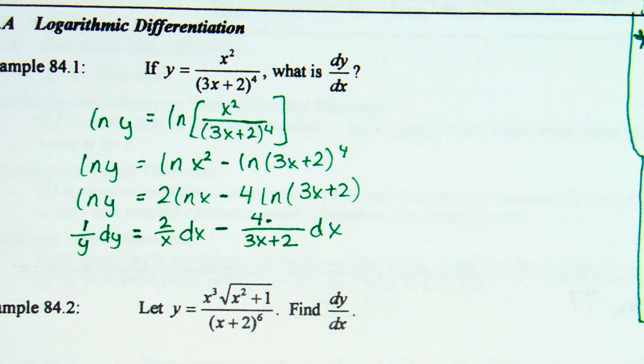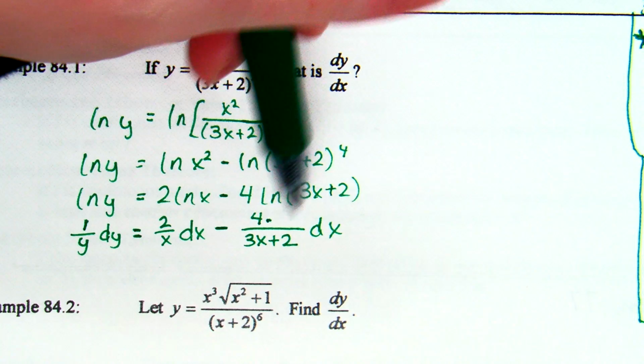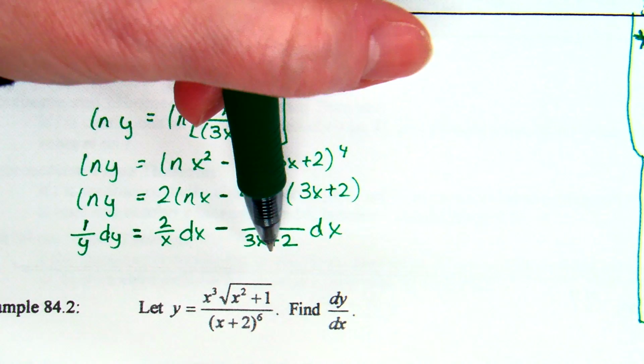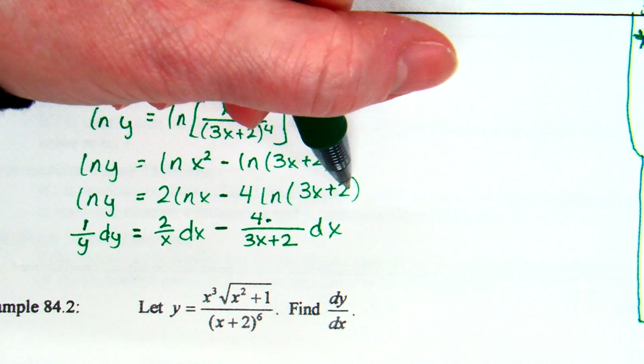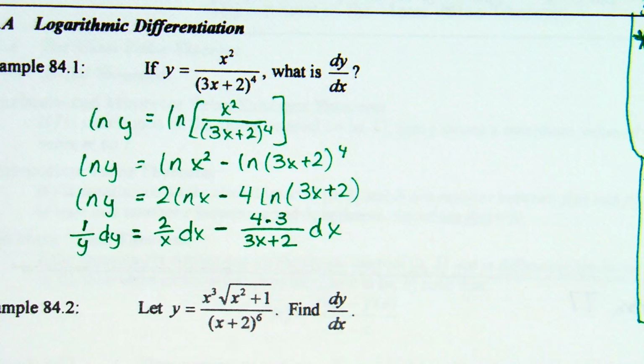Chain rule. The derivative of natural log of something is 1 over something, officially, times the derivative of something. What's the derivative of 3x plus 2? 3. So on top with that 4, I'm going to say times 3. You could technically put the 3 off to the right, after the fraction, but you realize that we're going to end up putting it on top at some point.